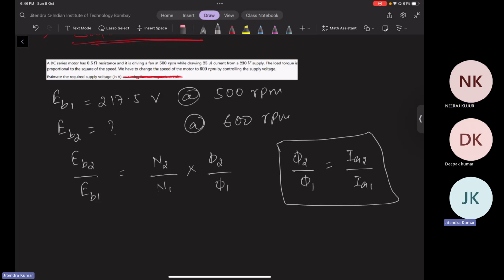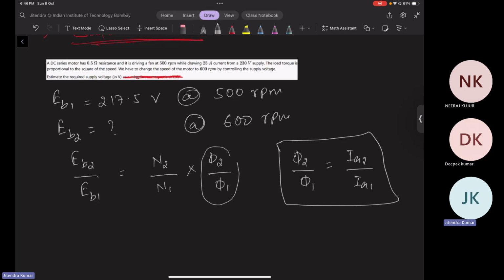No, sir, it is not valid anymore. Why is it not valid anymore? Sir, because the material has reached saturation, and even if we increase IA, the phi will not increase. It will remain the same. Yes, your IA2 value may change, but phi 2 will not change. So for that purpose, we are concerned with flux only.